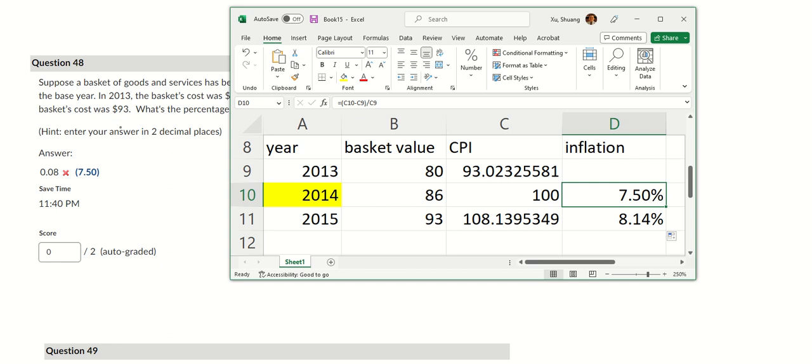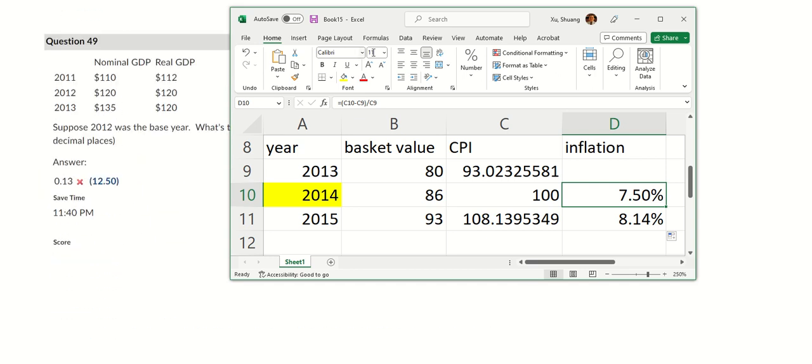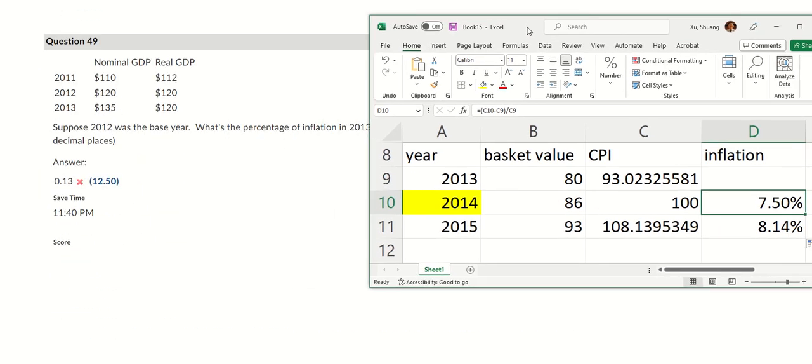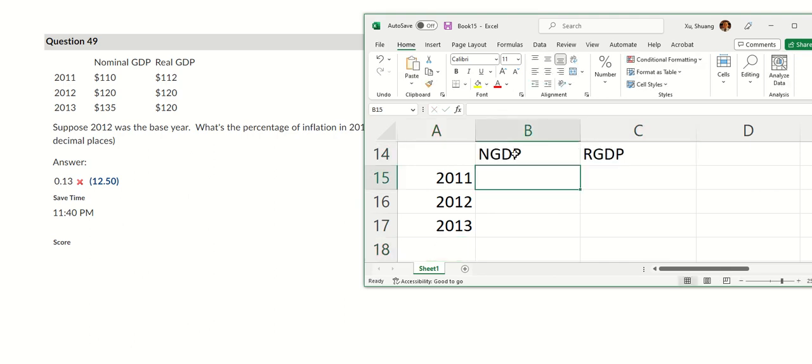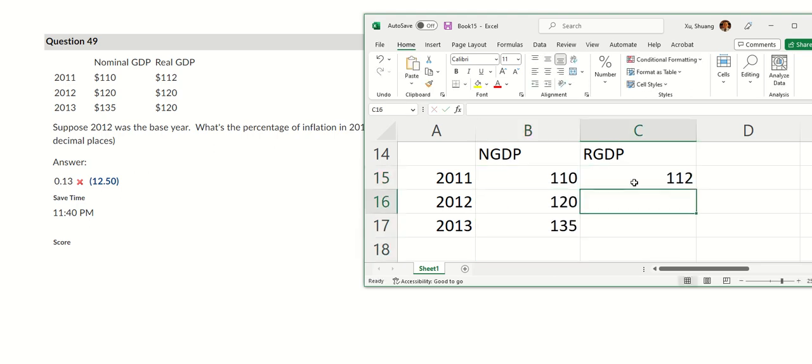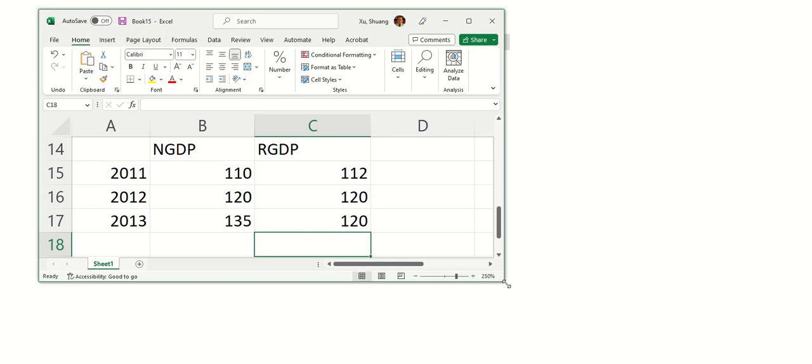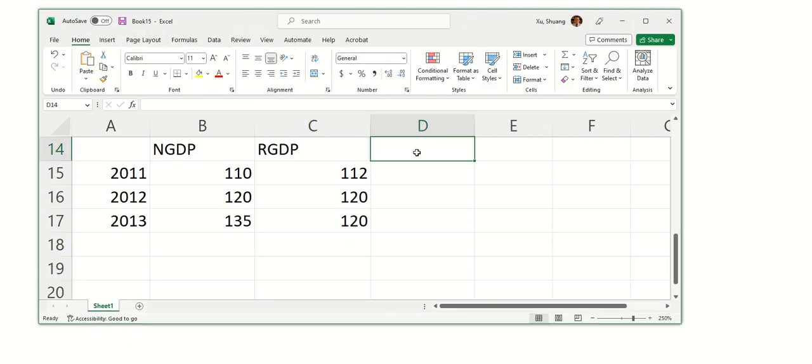Okay. Number 49 was for inflation. So we have nominal GDP and real GDP for 2011, 2012, and 2013. Nominal GDP: 110, 120, 135. Real GDP: 112, 120, 120.